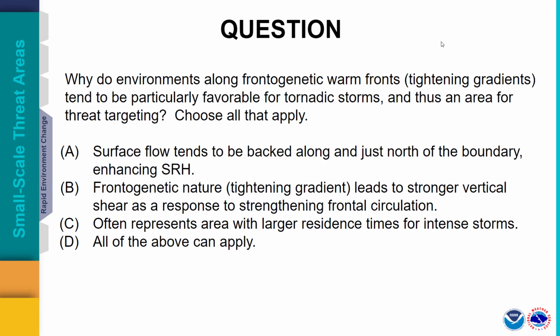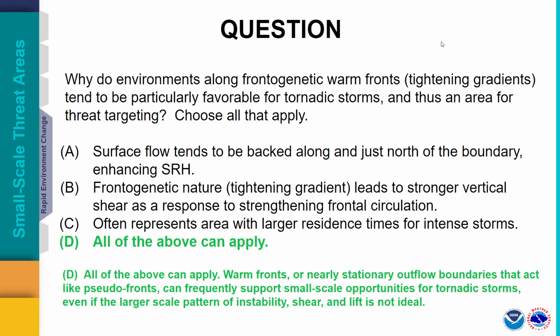Try answering this question. Why do environments along frontogenetic warm fronts, where we have tightening gradients, tend to be particularly favorable for tornadic storms, and thus an area for targeted threat messaging? Choose all of the correct answers. For this question, all of the choices are correct.